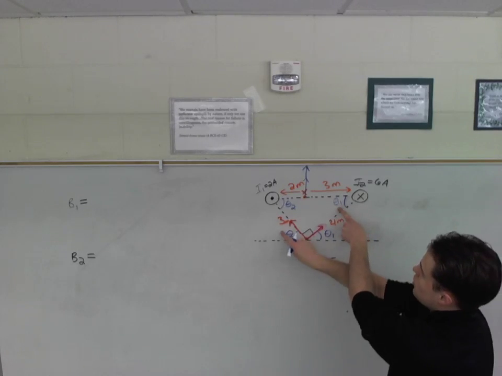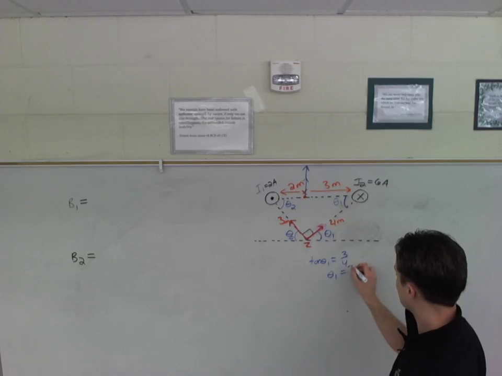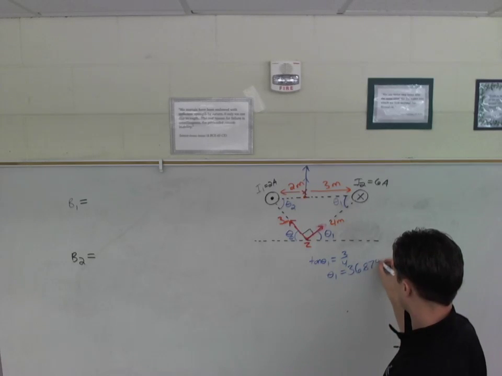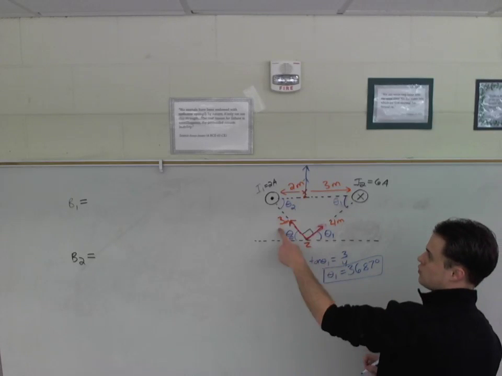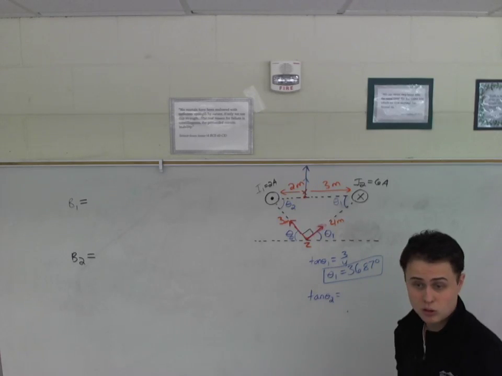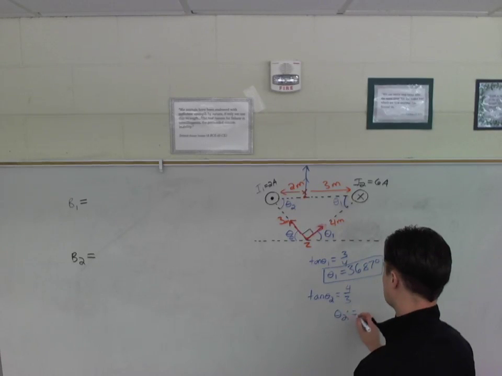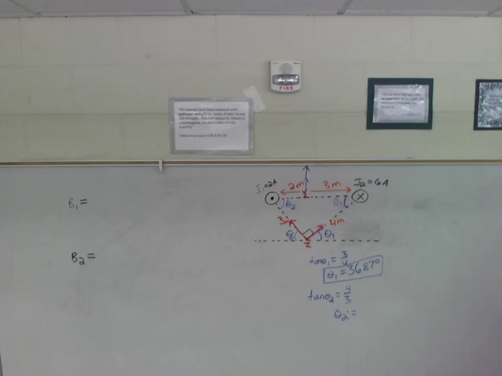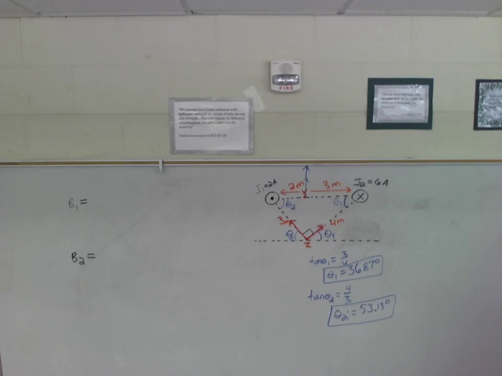Looking at this version, it's 3 over 4, so theta 1 was like 30 some degrees, 36.87. And same thing over here: the inverse tangent of 4 over 3, or you could just say 90 minus. So what is theta 2? 90 minus that, it's going to be 50 something. Okay, so we've got our angles.